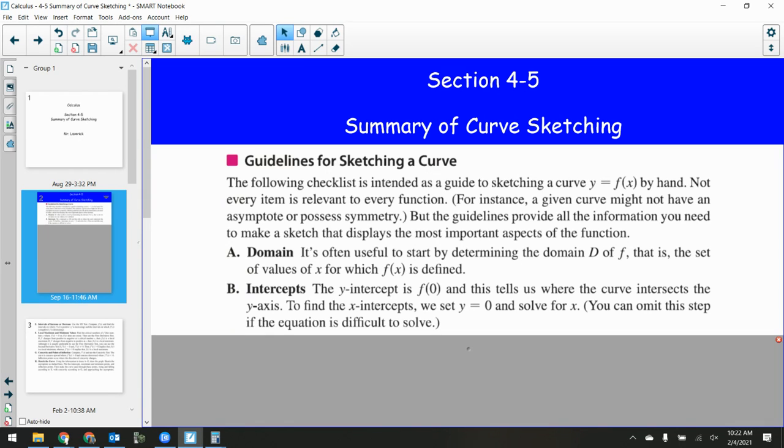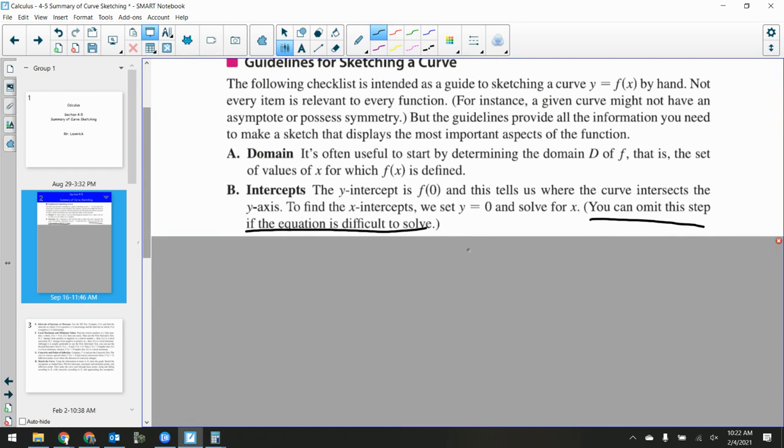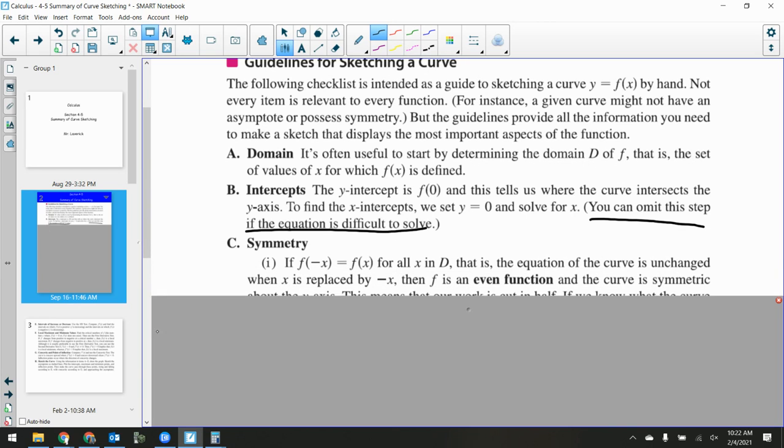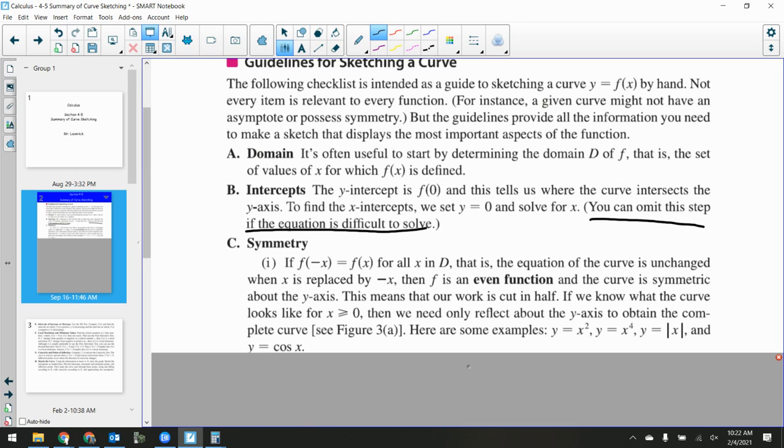Okay? I love that they give this little note here: you can omit this step if the equation is really difficult to solve. It's like, oh, okay, thanks. It's a free pass. We don't do that, though, even if it's very difficult to solve.